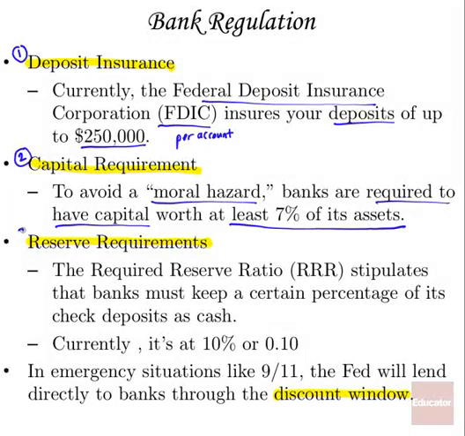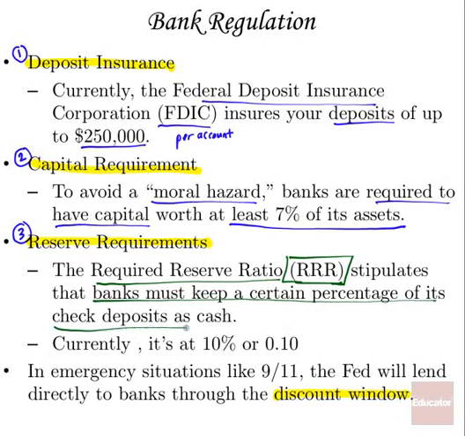And more specifically, the Federal Reserve has what's called a reserve requirement, meaning that there is a specific percentage that can be lent out here. So the required reserve ratio, or the RRR, okay, kind of like a sound that a seal makes, RRR, stipulates that banks must keep a certain percentage of its check deposits as cash. Currently, it's at 10%. Or 0.10.